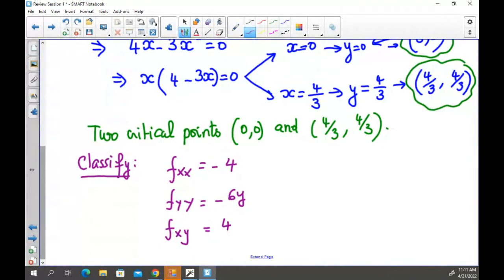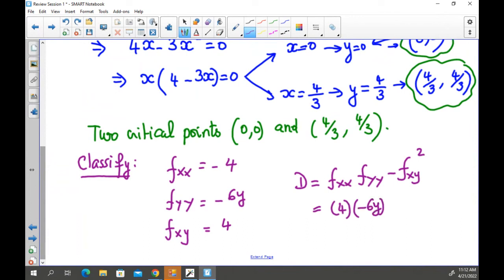Okay, great. Okay. That means D is fxx fyy minus fxy squared, which will be minus 4 times minus 6y minus 4 squared. So it's going to be 24y minus 16. Okay?